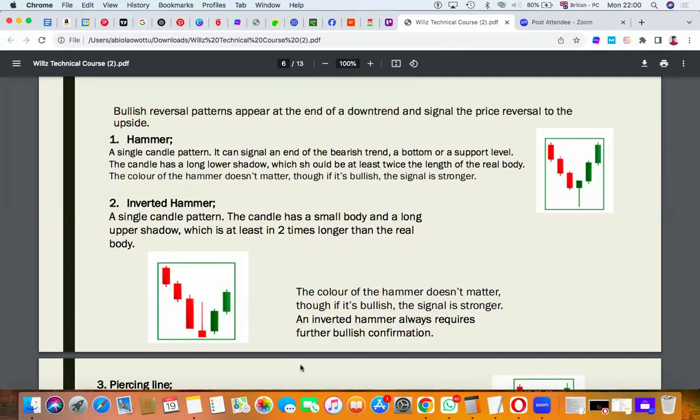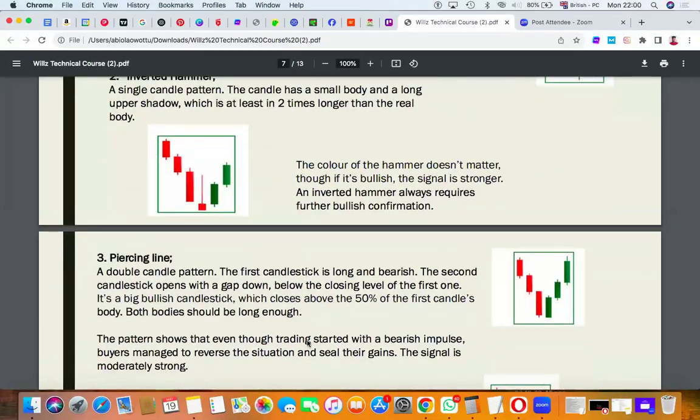So we have a piercing line. A piercing line is a double candle pattern. The first candlestick is long and bearish. The second candlestick opens with a gap down below the closing level of the first candle. It's a bullish candlestick which closes above the 50% of the first candle, but both bodies should be long enough. So the pattern shows that even though trading started with a bearish impulse, buyers managed to reverse the situation and seal their gains. The signal is moderately strong.